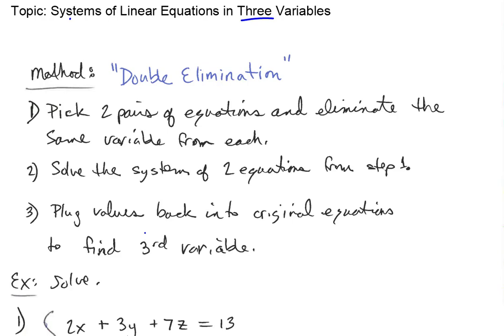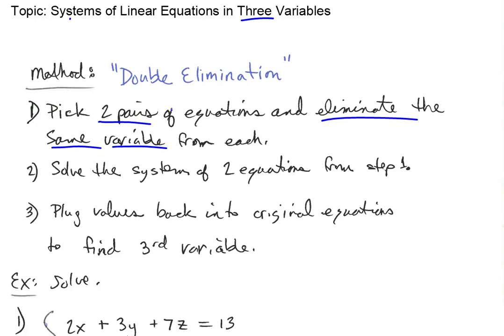It's really just a 3-step process. First, we're going to pick 2 pairs of equations and eliminate the same variable from each. Eliminate refers to the process of elimination, which is the method we've already discussed in solving systems of 2 equations. Same process, but now we're using that to get down to eliminating the same variable from each of these 2 pairs of equations. We'll go through that in a second.